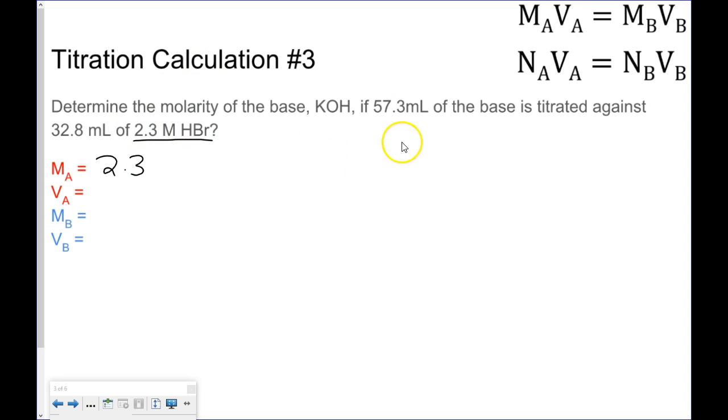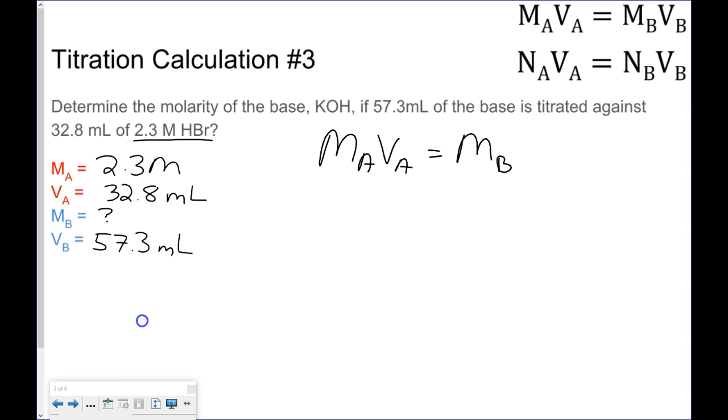All right, number 3. This one here, I don't have labeled quite as clearly, so we've got to figure it out. So I've got potassium hydroxide, 53.7 mLs of the base is titrated against 32.8 mLs of 2.3 molar hydrobromic acid. So my molarity of acid is 2.3 molar. The volume of it is 32.8. My molarity of the base is the unknown, but the volume of the base is 53.7.